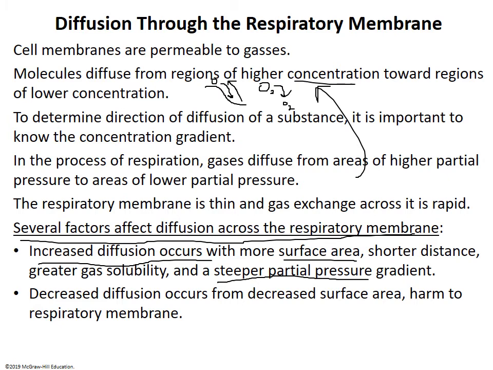So decreased diffusion occurs with decreased surface area and harm to the respiratory membrane. Now again, the same thing with the steeper partial pressure gradient: the reason that people get altitude sickness is the higher up you go in altitude, the less oxygen is in the air. The air is quote unquote thinner. And so there's less diffusion and you can die from that. Or at the very least, you become very sick, but you can die from that. So those are the things that affect it.